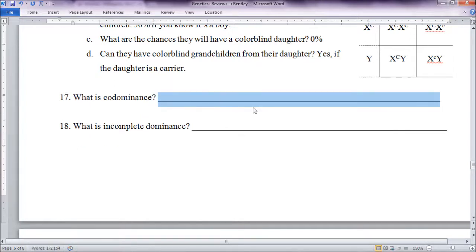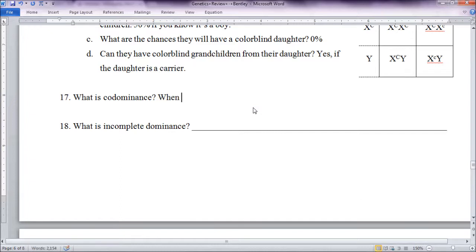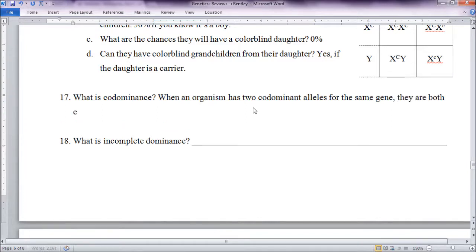So codominance. Alright, so codominance is when an organism has two codominant, or let me use the proper grammar, two codominant alleles for the same gene. When an organism has two codominant alleles for the same gene, they are both shown.